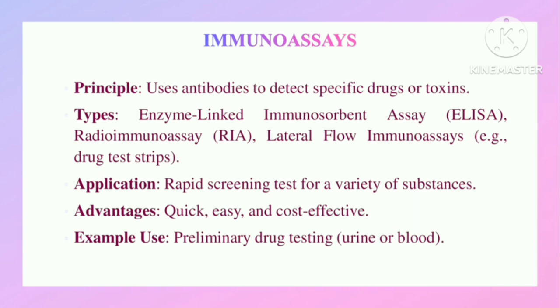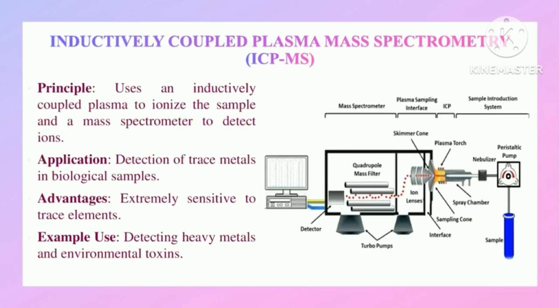It is generally used to detect proteins, lipids, and nucleic acids. It is a rapid screening test for a variety of substances. It is a quick, easy, and cost-effective method used as preliminary drug testing in samples like urine or blood.